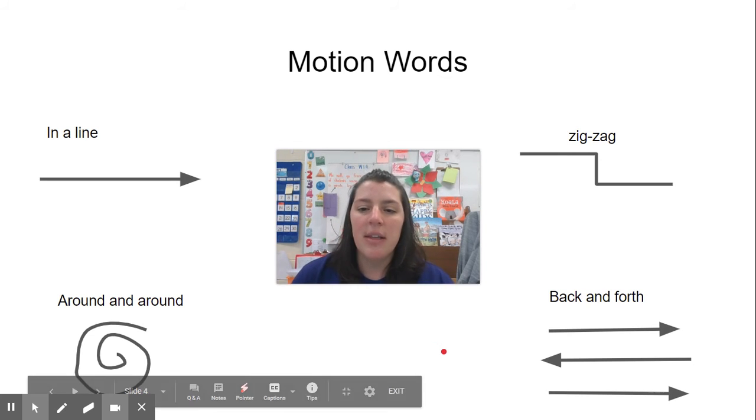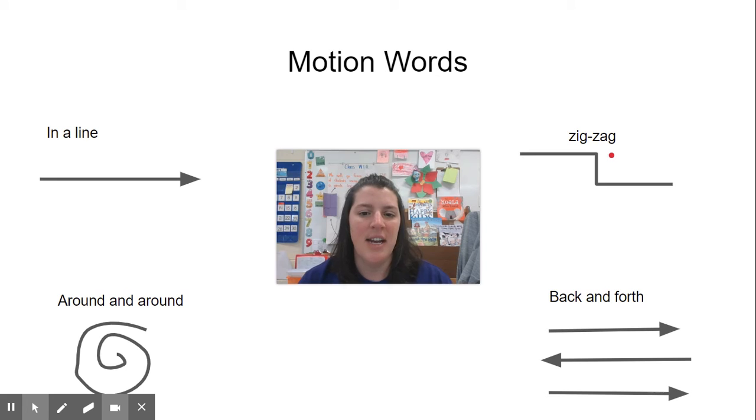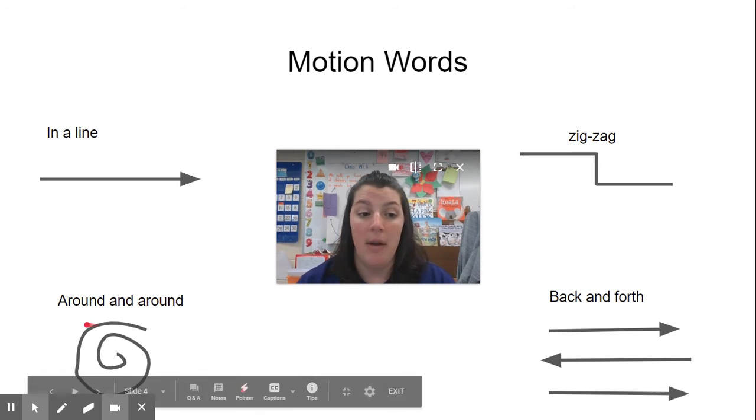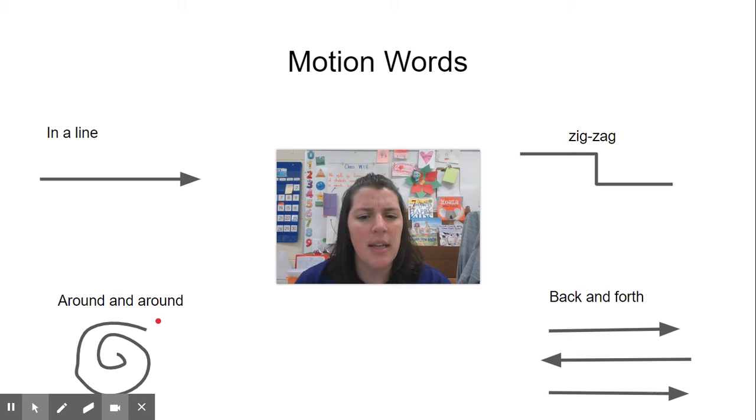Can you think of something that moves in a zigzag? I'm thinking of an alligator. When an alligator runs really fast, it kind of moves in a zigzag pattern. What about some time or something that you might move around and around? Can you think of a time you would do that or of something else that moves like that?